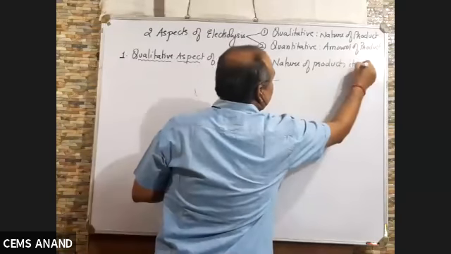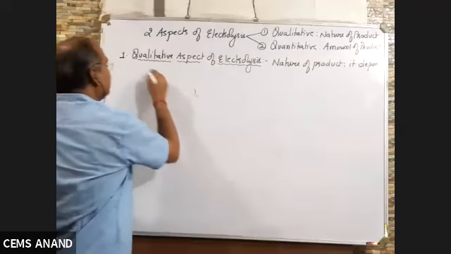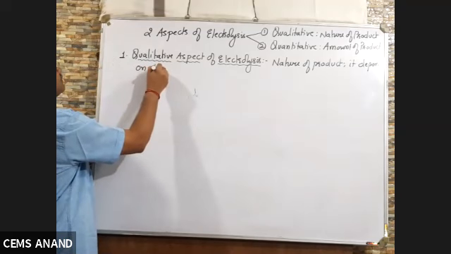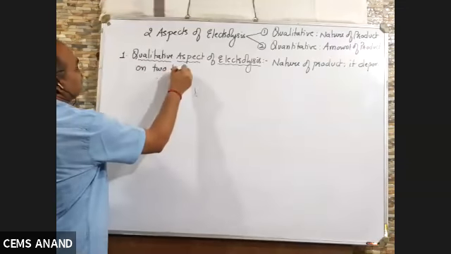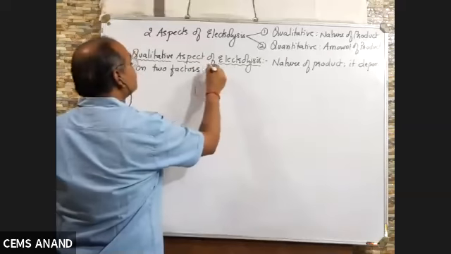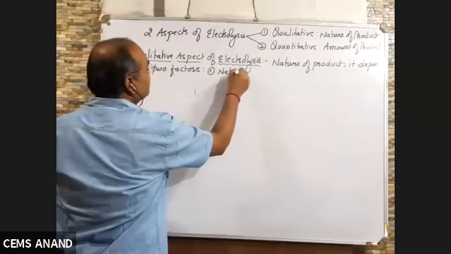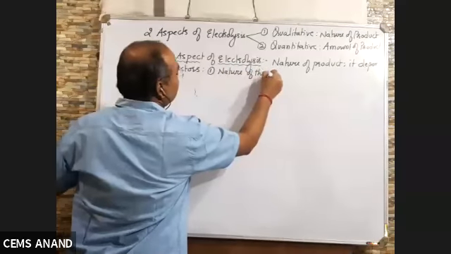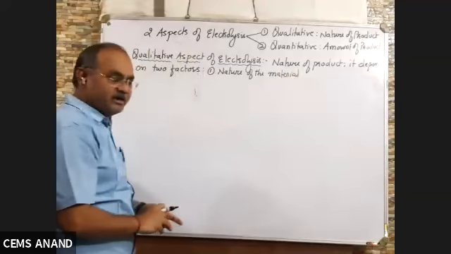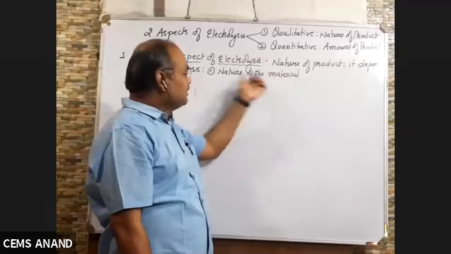It means nature of product depends on, again, two factors. There are so many factors, but two are being discussed in our book. It depends on two factors. One, nature of the material. We are going to study in detail. The word used is material. Actually, it is type of material.